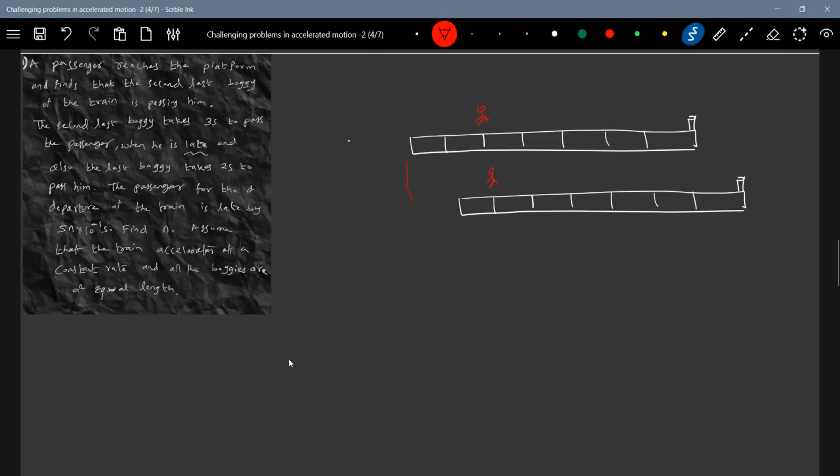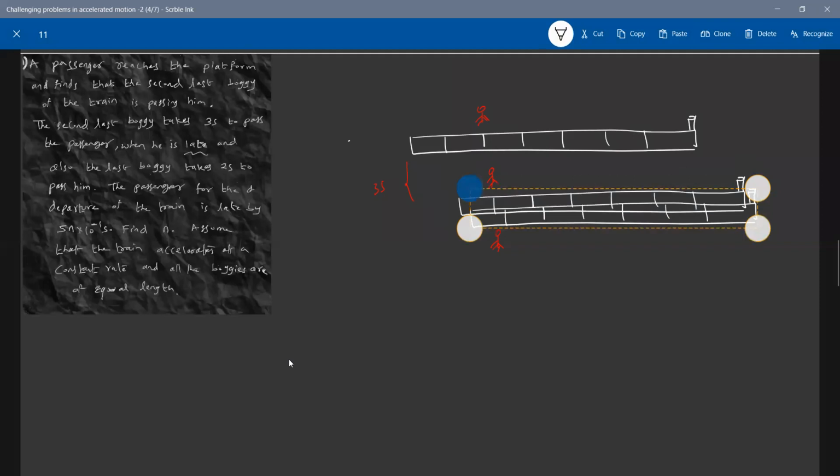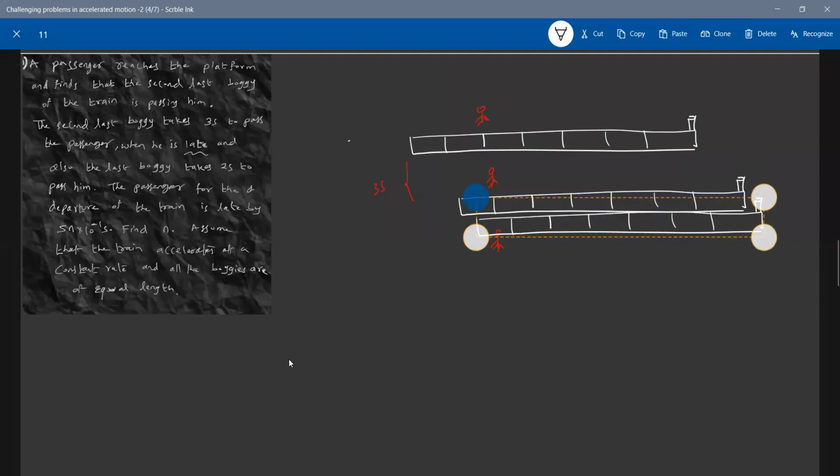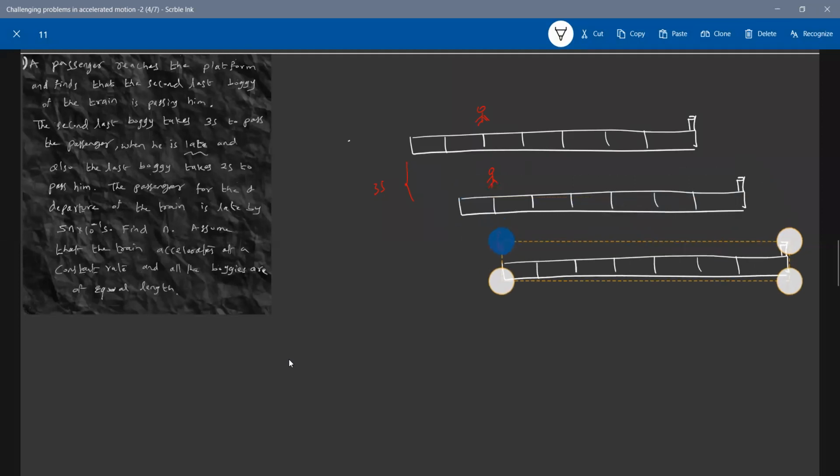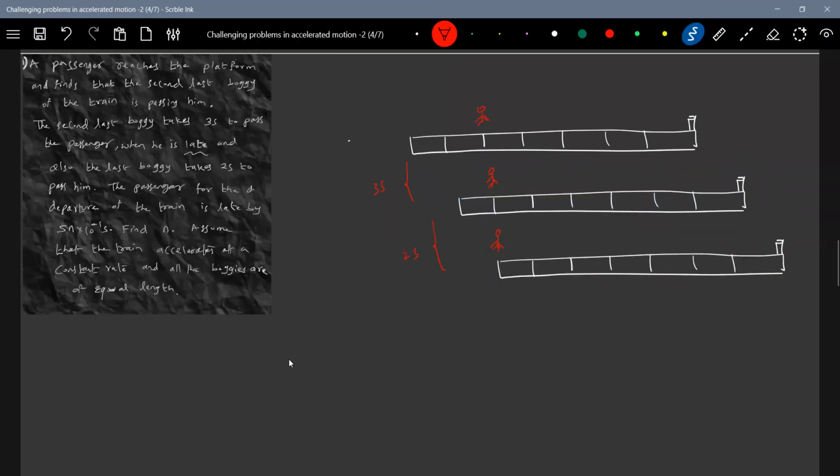So this is 3 seconds. And the last bogie takes 2 seconds to pass through it. Very difficult to draw. I'll put it here. The last bogie. Two more seconds, it will take. Hope everyone is able to understand now.